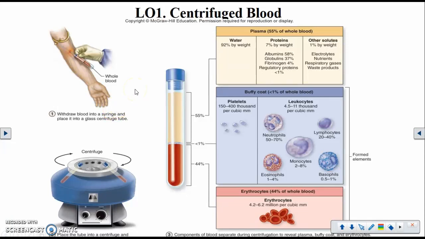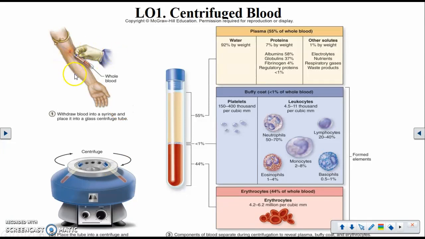Hello everyone, so in this lecture video I'm going to be talking about blood. There are three main functions of blood: transportation, regulation, and protection, which can be better seen in this image, in this actual slide.